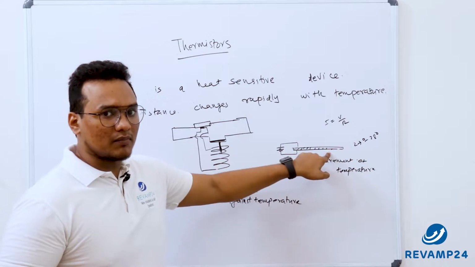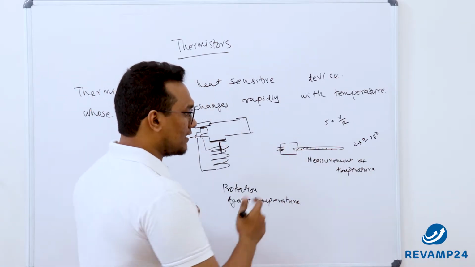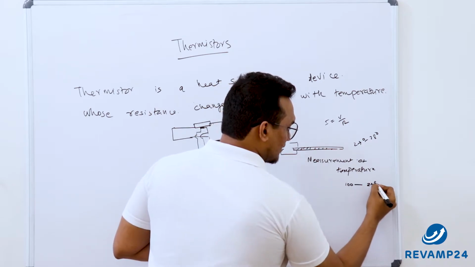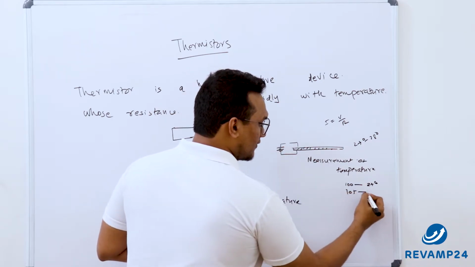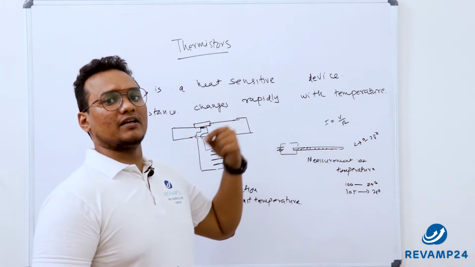Now, how can we measure it? We will calibrate this device. We will check, okay, a resistance value of 100 ohm means 27 degrees Celsius. Now, if it becomes 105, that is 28 degrees Celsius. That process is called calibration of the device.